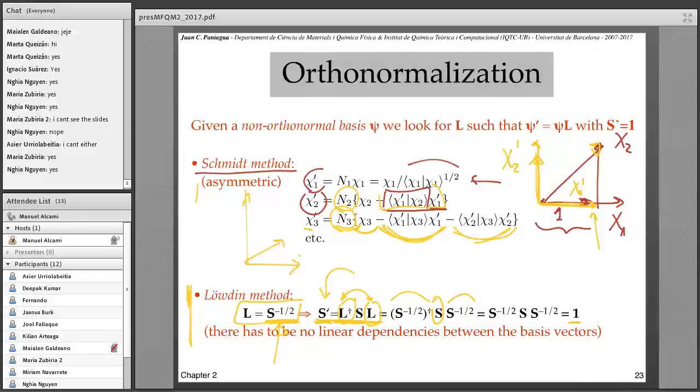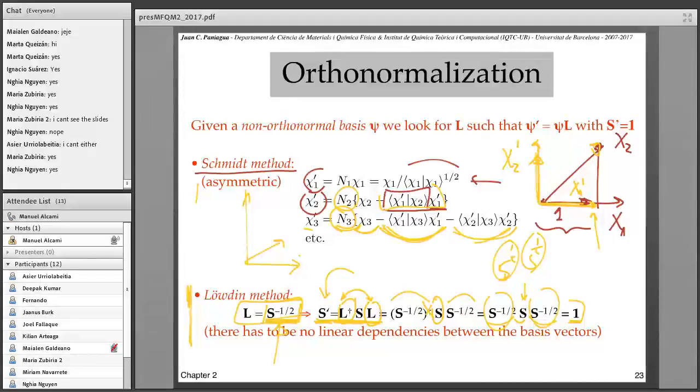But this is a real function of an Hermitian matrix. S is an Hermitian matrix. And so S to minus 1 half should also be an Hermitian matrix. And so we can forget about the dagger sign, and then we have S minus 1 half, S, S minus 1 half. Of course, S can be put as S 1 half times S 1 half. This times this is unity, this times this is unity. Yeah?